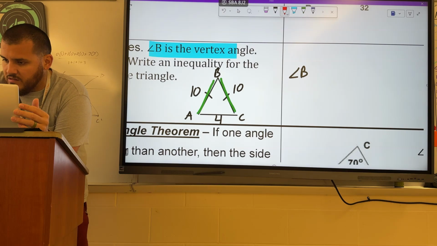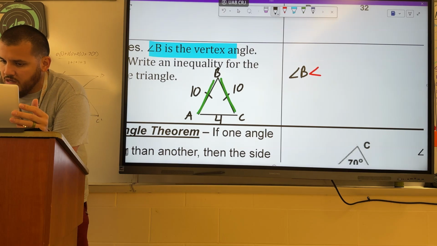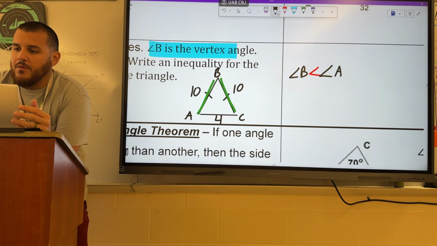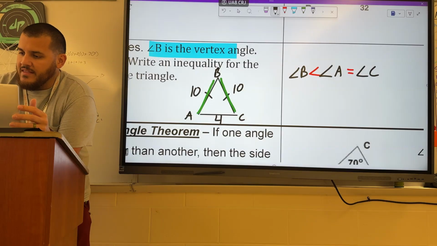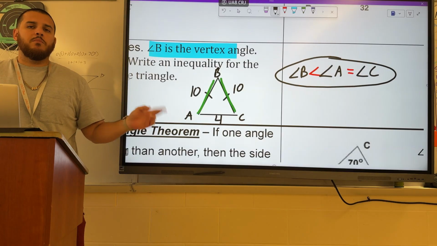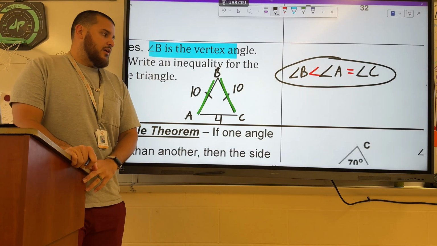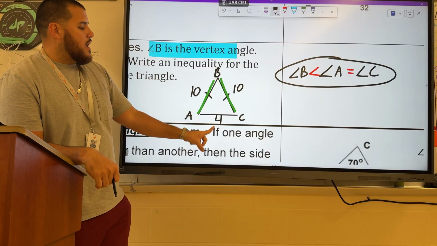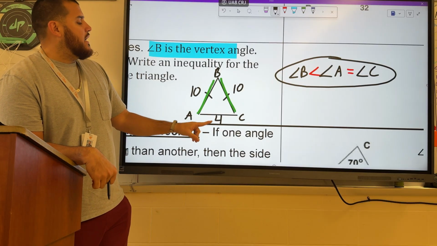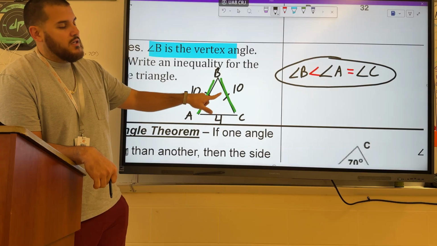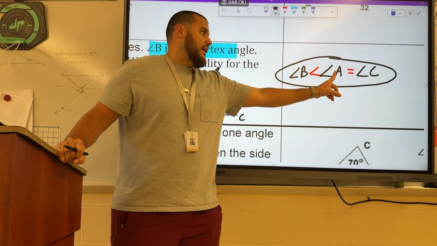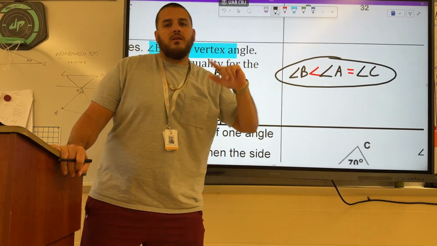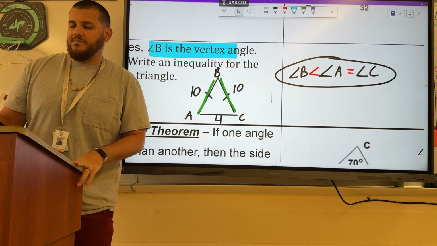Let me change this less than sign to red so we don't get it confused. So let's say angle A. But from there, angle A is equal to angle C. Right? This would be an inequality to represent the angles in this triangle. I know angle B is the smallest because it's across from the smallest side. My other two angles, though, are equal because they're across from equal sides. So B is less than angle A, but angle A is equal to angle C. That's our inequality for this one.